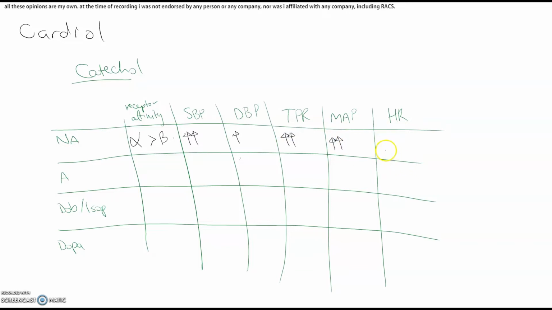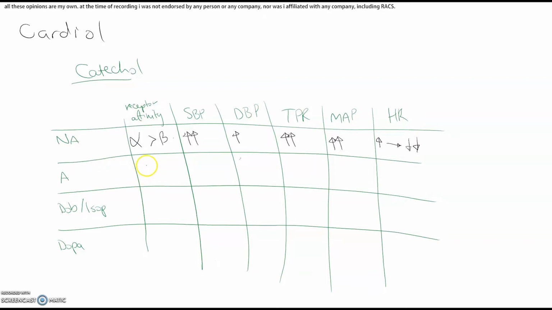Now it would be reasonable for the heart rate to also rise, because noradrenaline does still have some beta adrenergic effects, and beta does cause increased chronotropy and inotropy. So we would normally expect the heart rate to rise, and it does initially. But what happens eventually is that our baroreceptor reflex kicks in, and we actually end up getting an overall reduction in our heart rate. We'll discuss baroreceptors in a minute. I'll just complete the rest of this table.